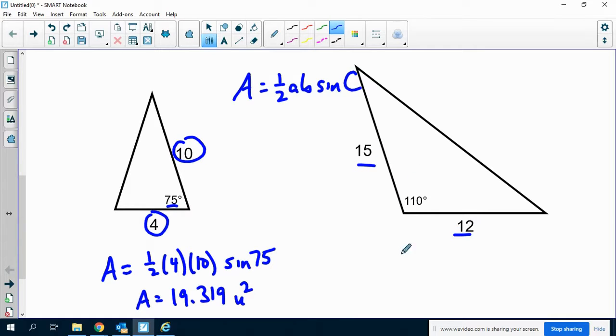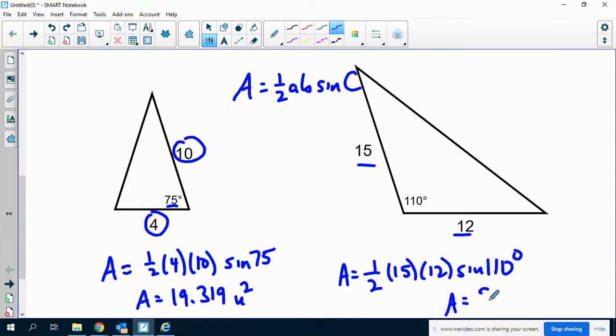Finally, let's take a look at this problem. 1/2 times 15 times 12 times the sine of 110 degrees. So if I do 1/2 times 15 times 12 times the sine of 110 in the calculator, I would get the area of this is 84.572 units squared.